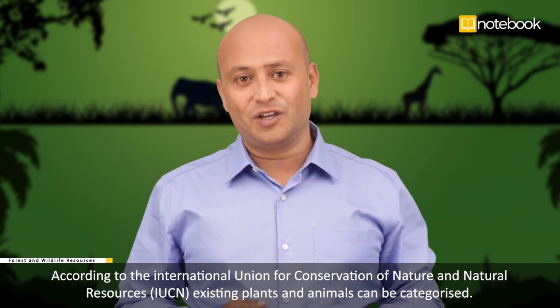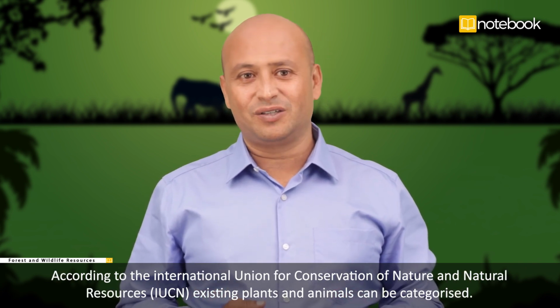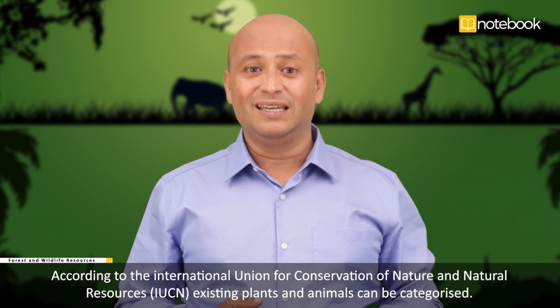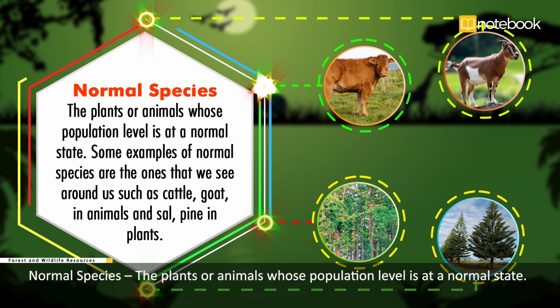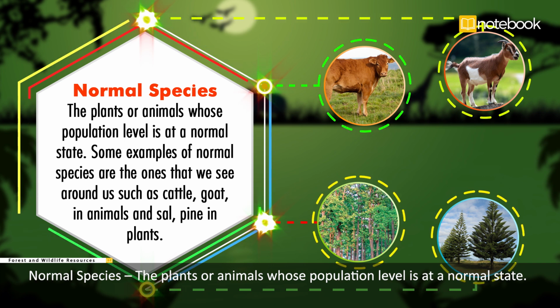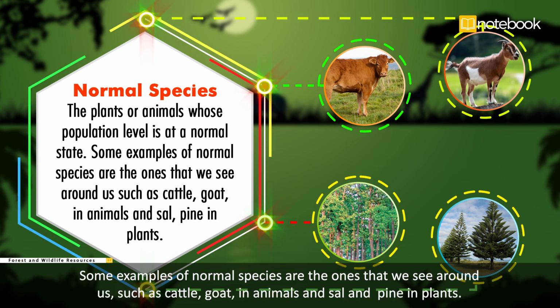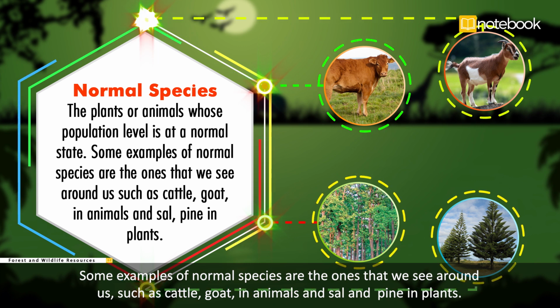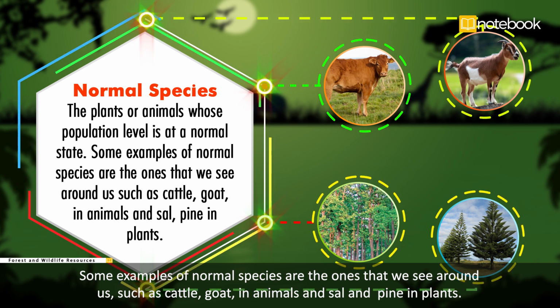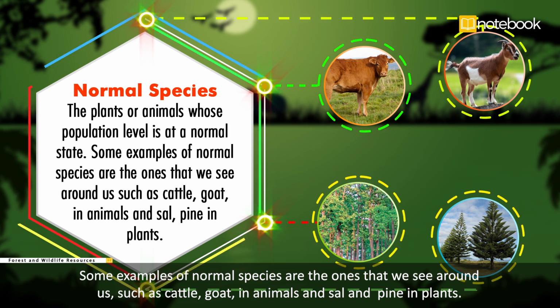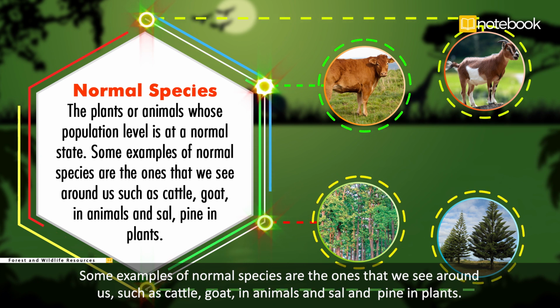List. According to the International Union for Conservation of Nature and Natural Resources, IUCN, existing plants and animals can be categorized. Normal species: the plants or animals whose population level is at a normal state. Some examples of normal species are the ones that we see around us, such as cattle, goat in animals, and sal and pine in plants.